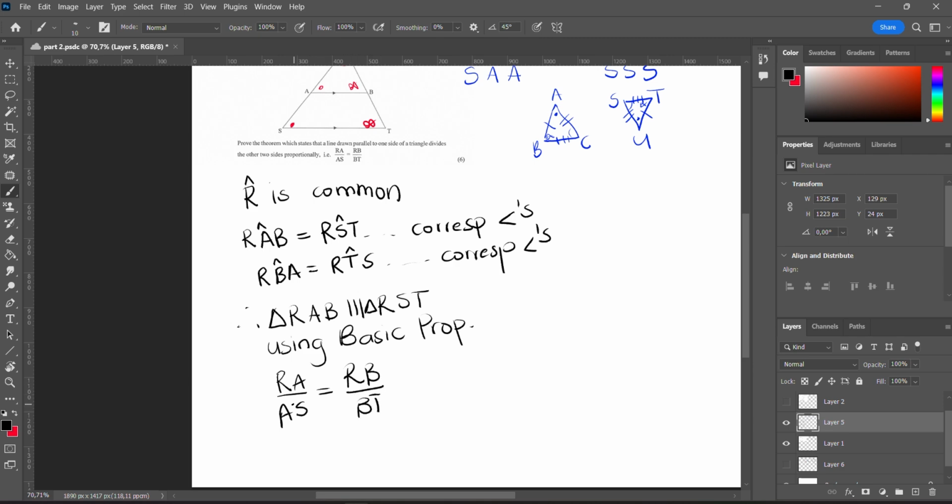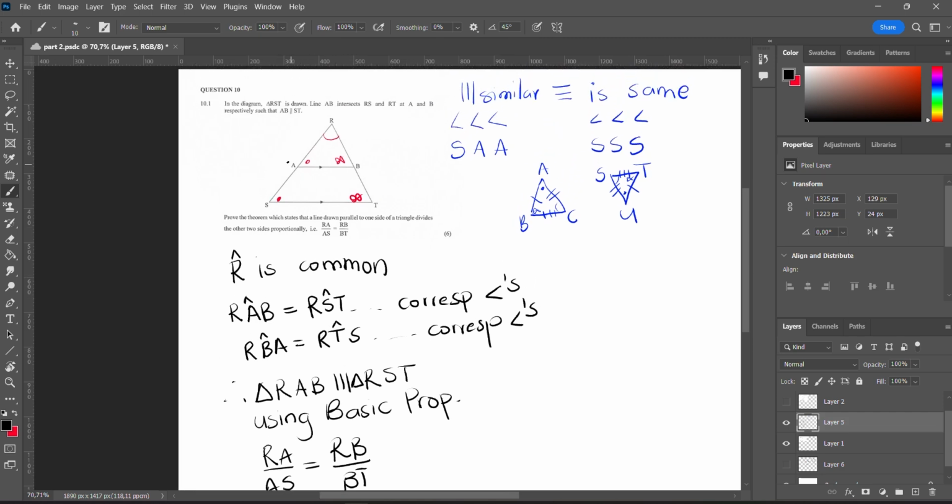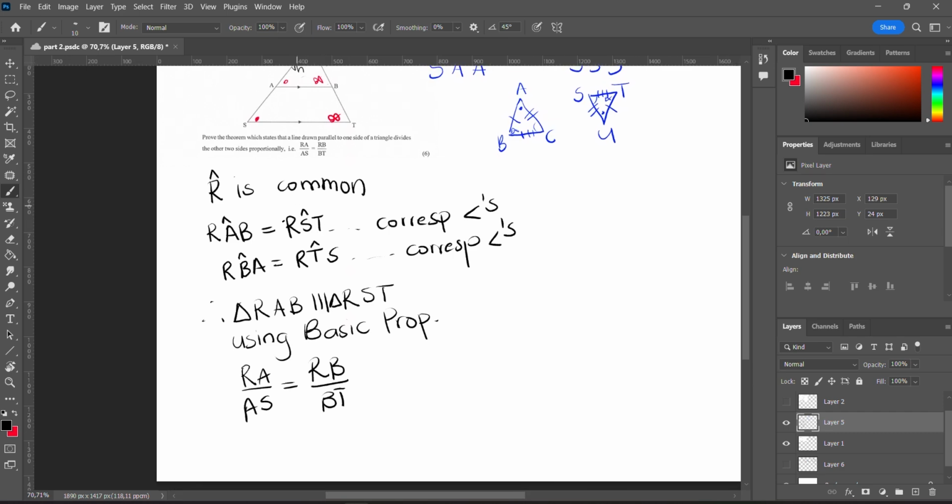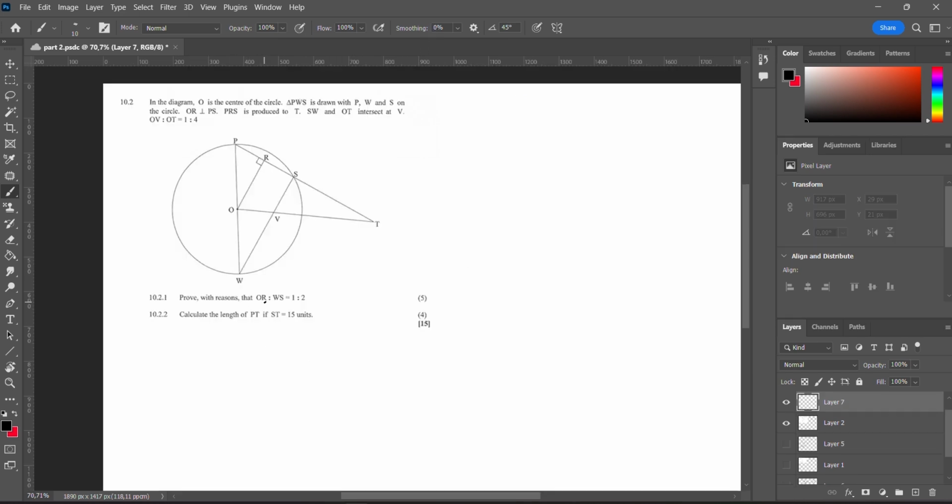Please tell me in the comments if you prefer when you actually draw heights like these and then prove it that way. But this is my favorite way to prove because it's very simple. You just prove that they're similar and thus are proportional. So yeah, this says prove with reason OR over WS equals half. So let's just start with the question first.